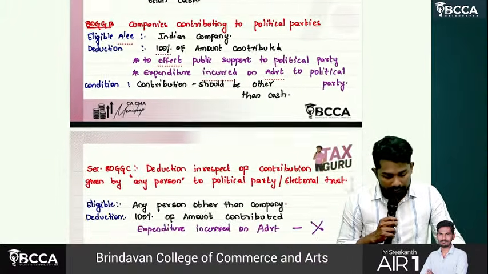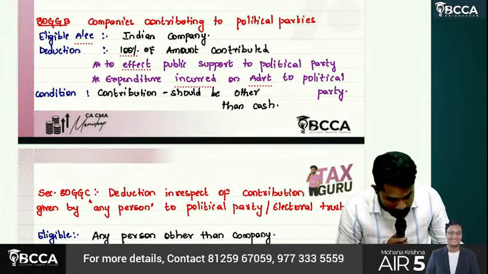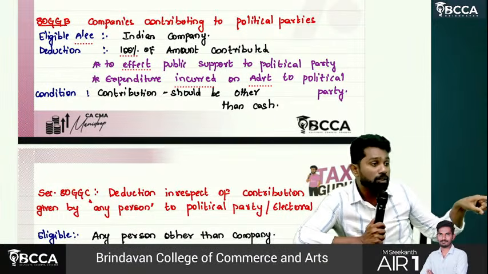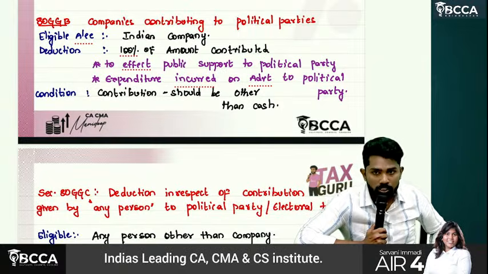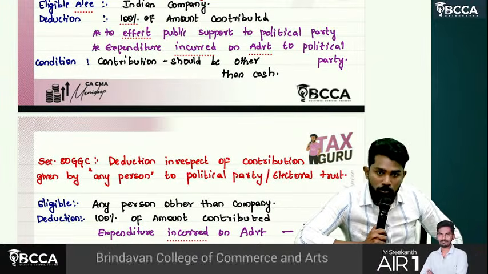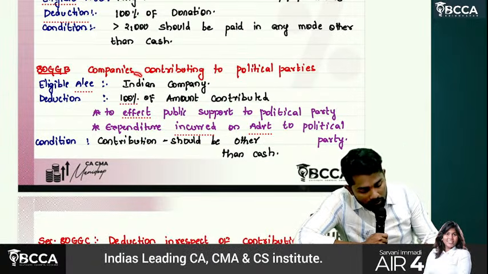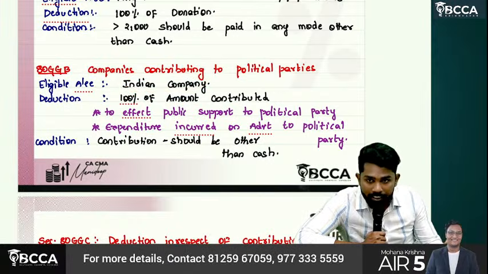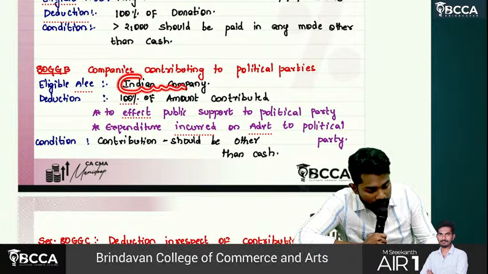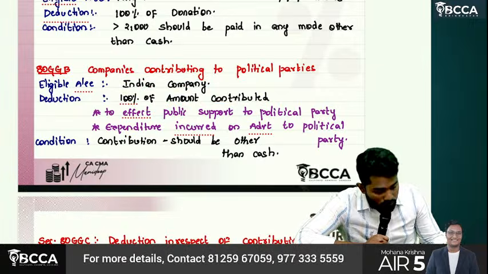Sir, then 80GGB and GGC are important. These points will come again in PGBP. That's why. GGB is about companies contributing to political parties. GGC is about persons other than companies contributing to political parties or electoral trusts. First thing, sir, if a foreign company contributes, it will not get any deduction. The company making donations to a political party should be what? An Indian company. Deduction is how much? 100% of the amount contributed.